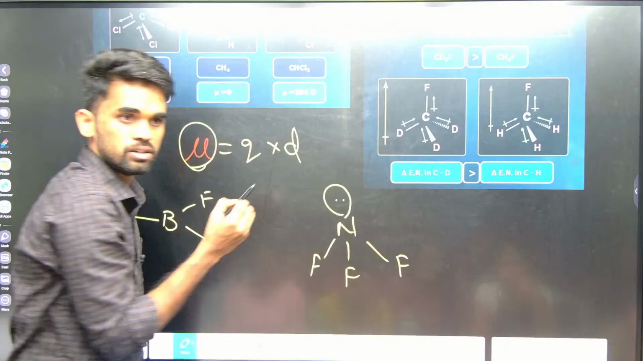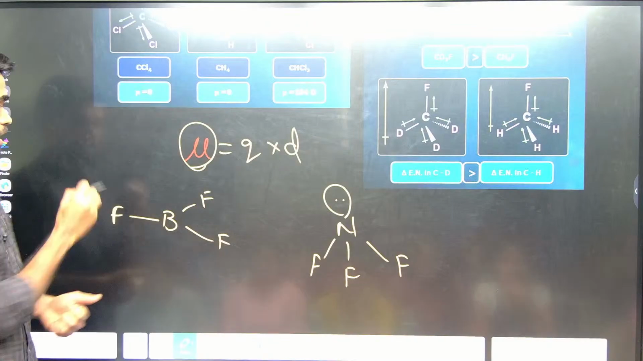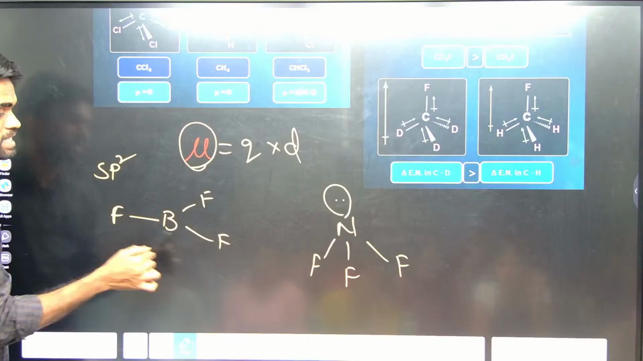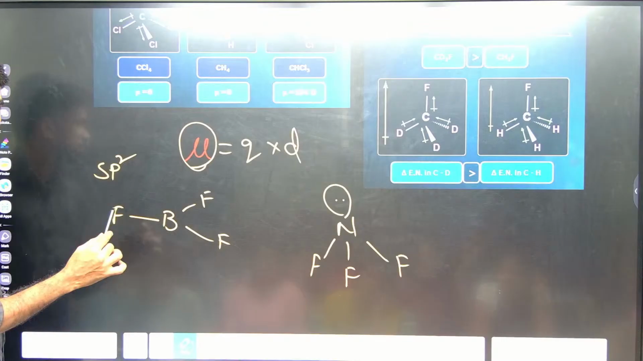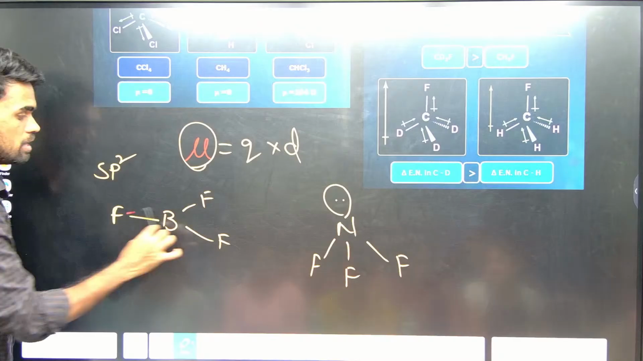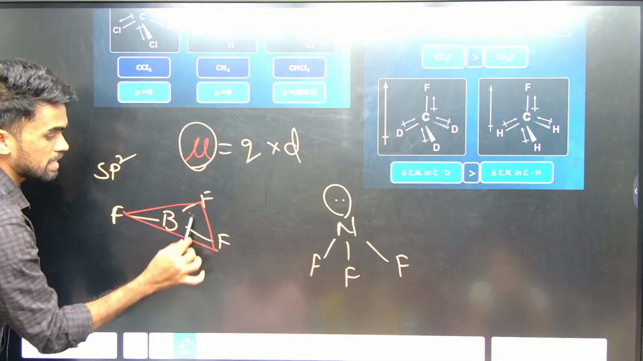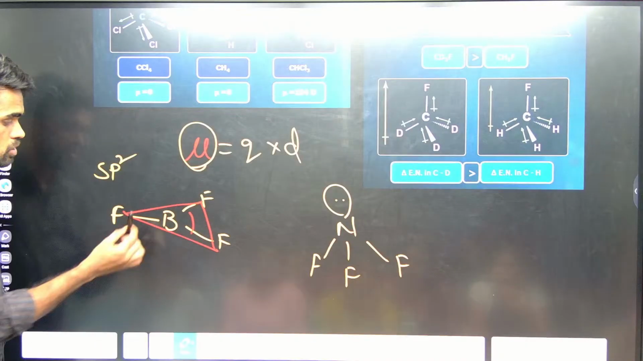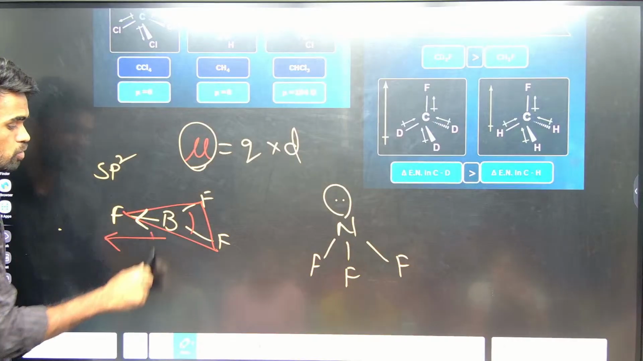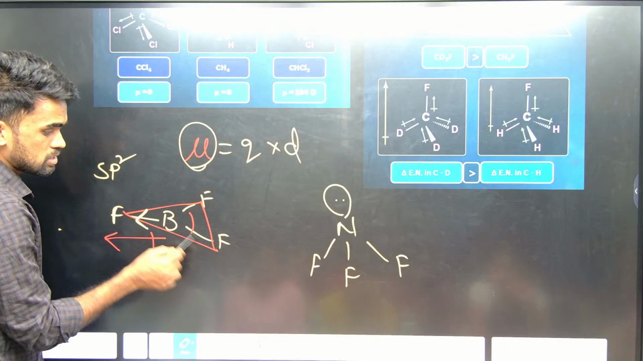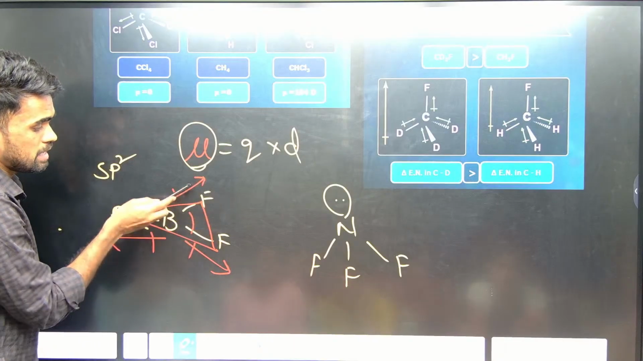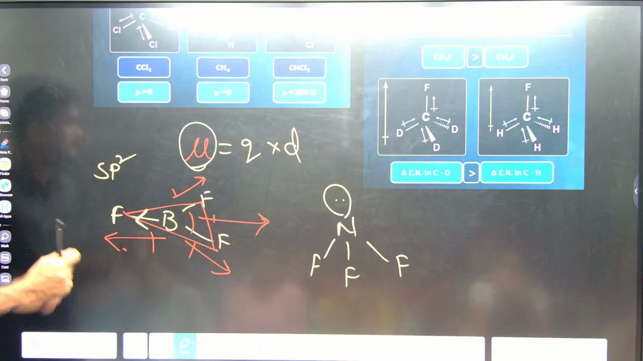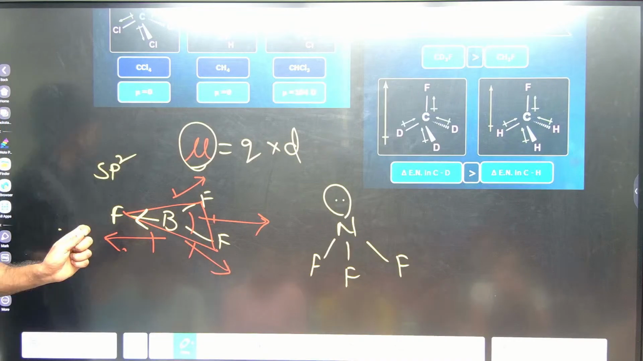BF3 means what is the hybridization? SP2. So SP2 means what is this geometry called? Trigonal planar. What is trigonal planar? 120 degrees angle. Okay. So who is more electronegative here? Fluorine. So fluorine will drag the bonded electrons towards itself. Same, it means the dipole moment is like this. Here also fluorine will drag. Here also fluorine will drag. But the net dipole moment of these two is opposite of this one. So it means they are cancelling out each other. So mu value will be equal to 0.